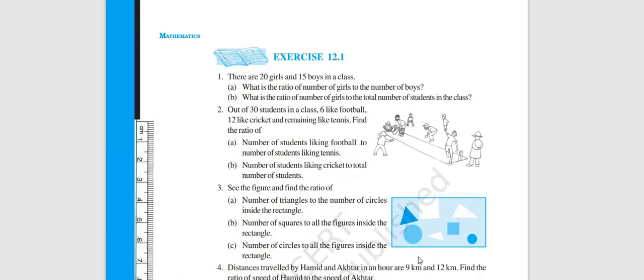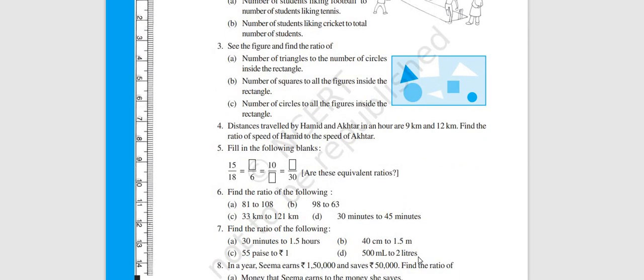Now, if you check the third question, see the figure and find the ratio of number of triangles to the number of circles inside the rectangle, number of squares to all the figures inside the rectangle, number of circles to all the figures inside the rectangle. First of all, inside the rectangle, first you have to identify how many circles, how many squares, how many triangles. After that, you have to calculate the total number of figures.